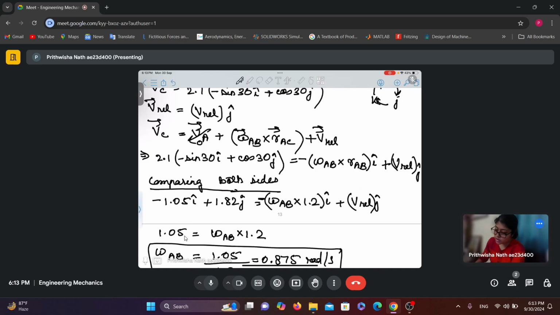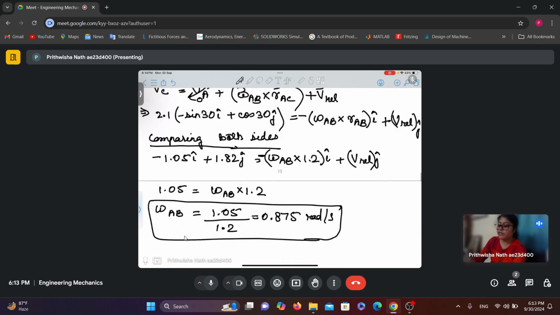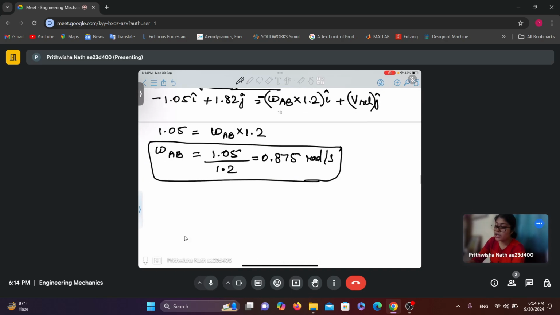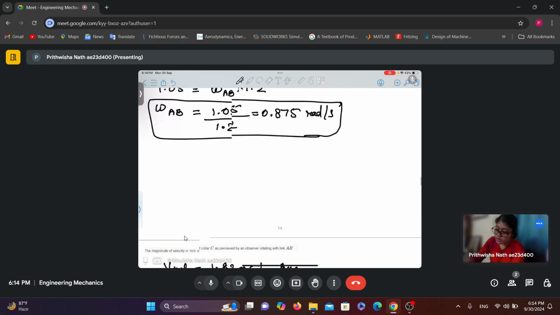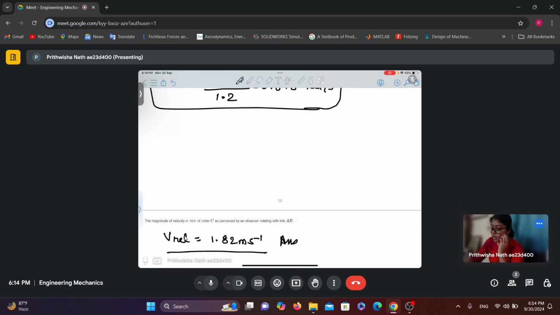So first, if we compare the I components, from there we get omega AB, which is nothing but 0.875 radian per second, and relative velocity is nothing but the J component term, right? So that is 1.82 meter per second.